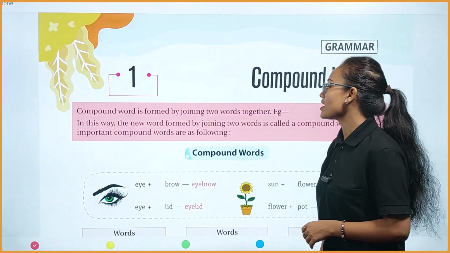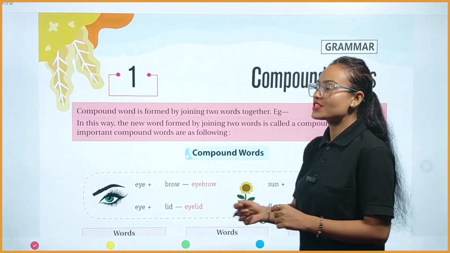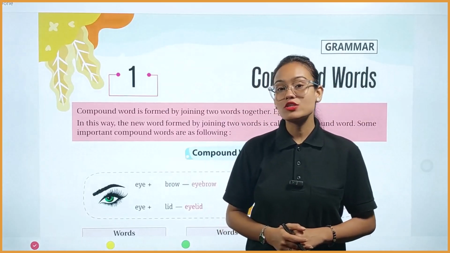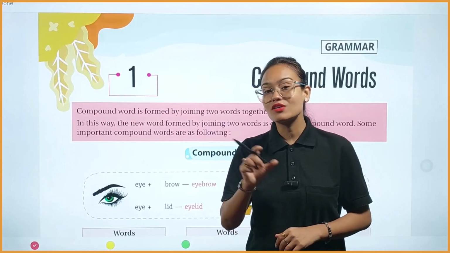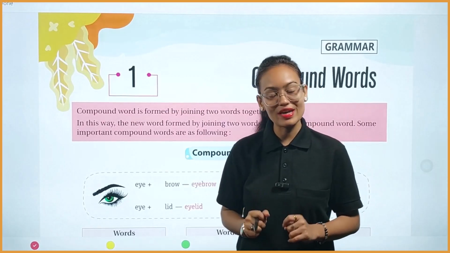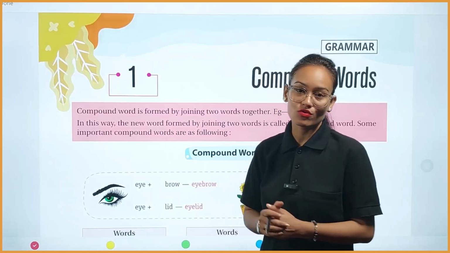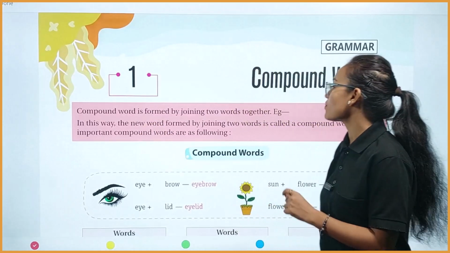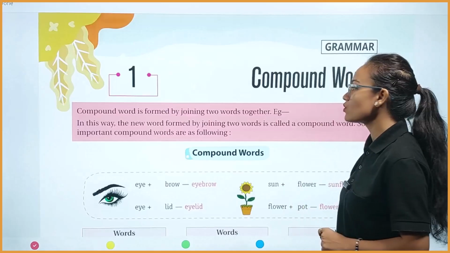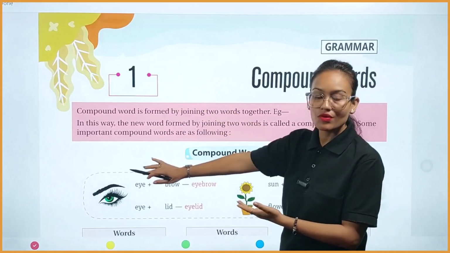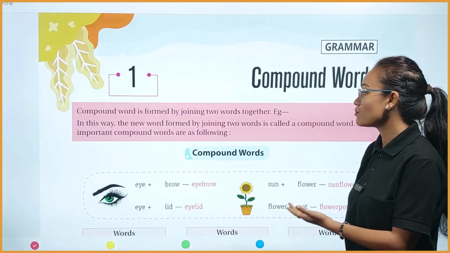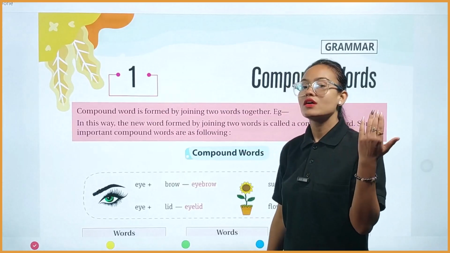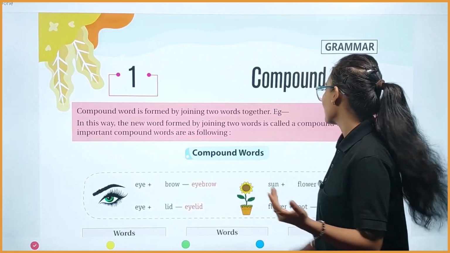A compound word is formed by joining two words together. So what is the meaning of compound words? Compound words mean when we join two complete and two different words together, so they form compound words. For example, the new word formed by joining two words is called a compound word. This is another way of explaining the meaning of compound words. When we join two different words, we form a compound word.